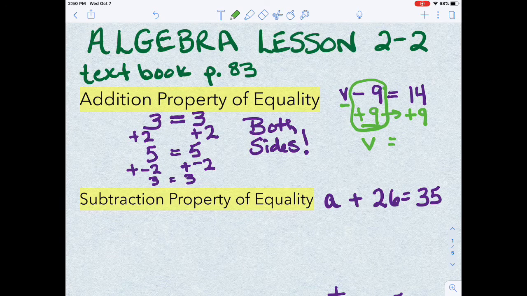So if I want to add 9 whatevers on the left side, I'm going to also have to add 9 whatevers on the right side to keep it exactly balanced and fair. So 14 and 9 is 23, and now I know what v equals. So that's the addition property of equality. I can add anything I want to both sides of an equation, and I use that to my advantage to try to get a variable by itself so that I can see what the answer that I'm looking for is.